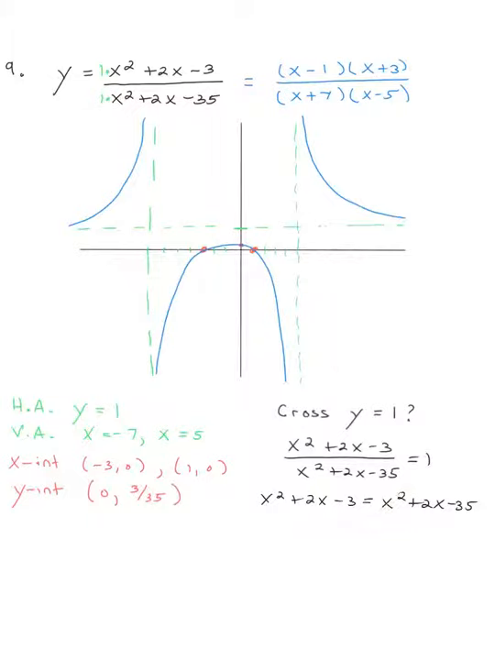I know I can just cancel x squared from both sides, but actually you can also cancel 2x, and we're left with negative 3 is equal to negative 35. That is a false statement. So the good news is that the graph never equals y equals 1. So this graph is always above y equals 1 on this side, and the same thing over here. It's always above y is equal to 1. It gets really, really close to that asymptote, but it never equals it, and here's a complete sketch of the graph.